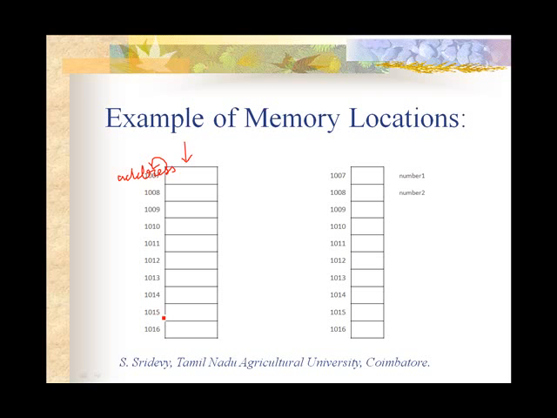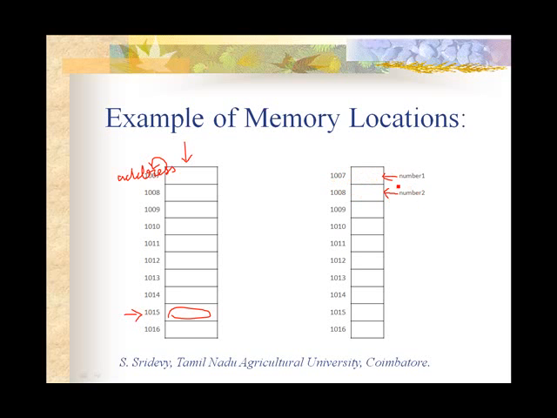So it is not possible for us to make use of this memory location with the help of this address as we don't know the address. That's why we try to associate a name to this memory location. Like this, we try to give a name to this memory location. The name is number 1. And this number 1 is pointing to the memory location whose address is 1007, which is not known to us. And we try to name another memory location by giving the name number 2.